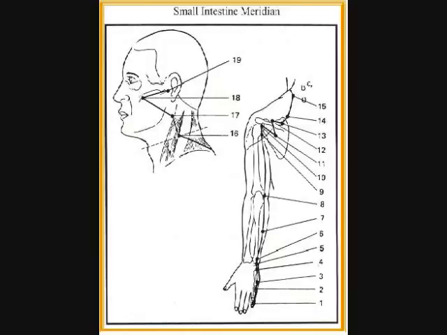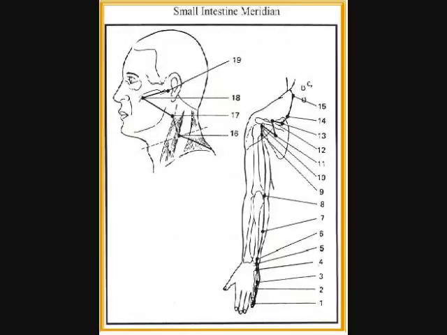SI6, when the palm faces the chest, the point is in the bony cleft of the radial side of the styloid process of the ulna. SI7, on the line joining SI5 and SI8, 5 cun above SI5.